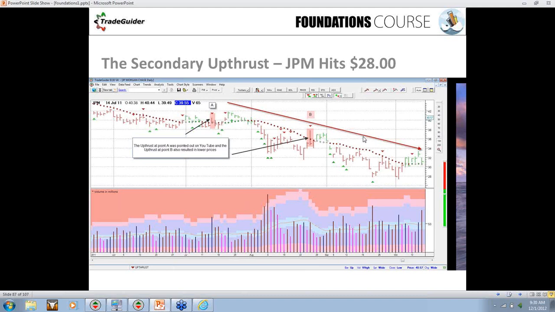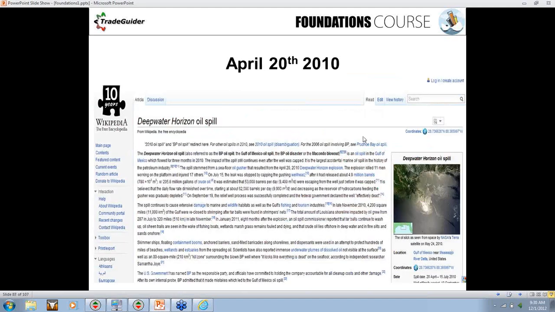So let's look at a place to go long. Now we talked a little bit about this earlier. We touched on this, which is British Petroleum.